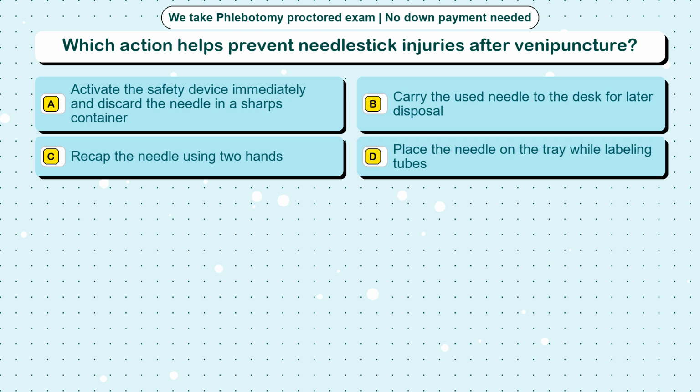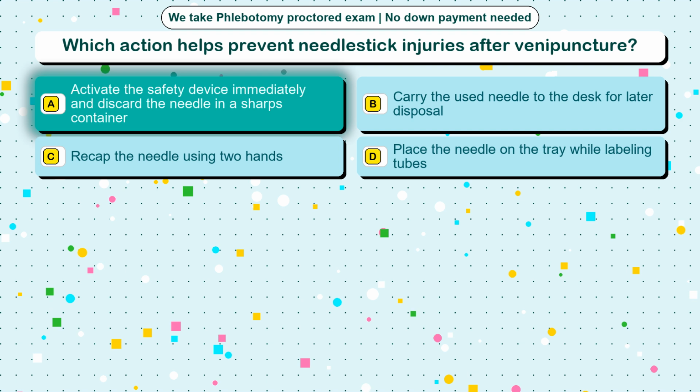Question 21. Which action helps prevent needle stick injuries after venipuncture? Option A. Activate the safety device immediately and discard the needle in a sharps container. Option B. Carry the used needle to the desk for later disposal. Option C. Recap the needle using 2 hands. Option D. Place the needle on the tray while labeling tubes. The correct answer is option A.